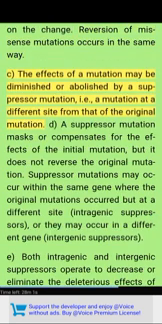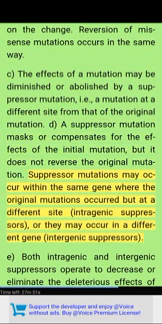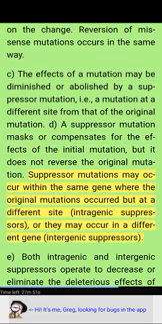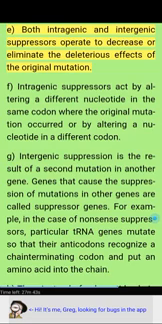C. The effects of a mutation may be diminished or abolished by a suppressor mutation, i.e., a mutation at a different site from that of the original mutation. D. A suppressor mutation masks or compensates for the effects of the initial mutation, but it does not reverse the original mutation. Suppressor mutations may occur within the same gene where the original mutation occurred but at a different site, intragenic suppressors, or they may occur in a different gene, intergenic suppressors. E. Both intragenic and intergenic suppressors operate to decrease or eliminate the deleterious effects of the original mutation.